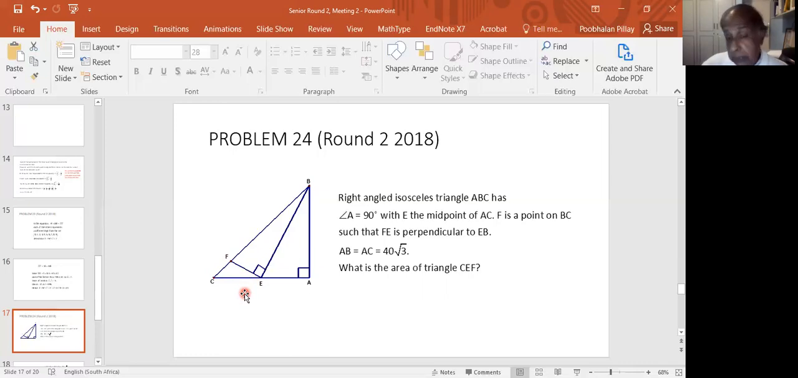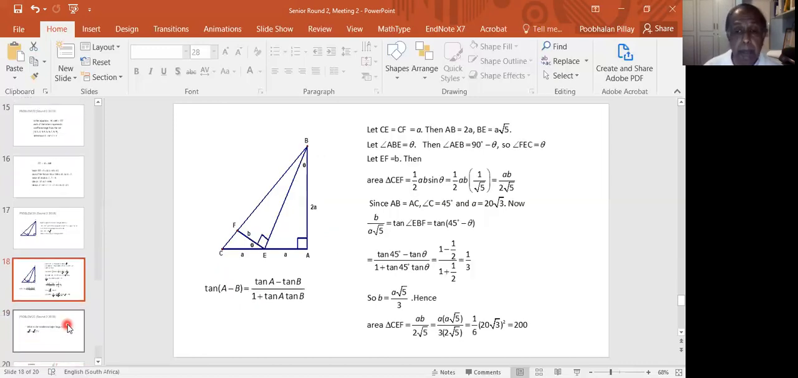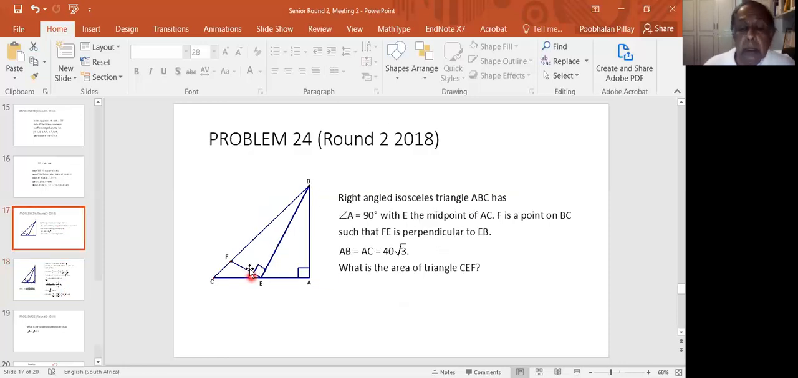So what is the area? We just have to remember what the given facts are. These two are equal. This is the right angle. And these angles are 45 degrees. You also know the length of AB and AC. They are equal lengths. It's isosceles. All right, now let me just go back to this previous picture before we go into the solution. So you want to calculate the area of this triangle.